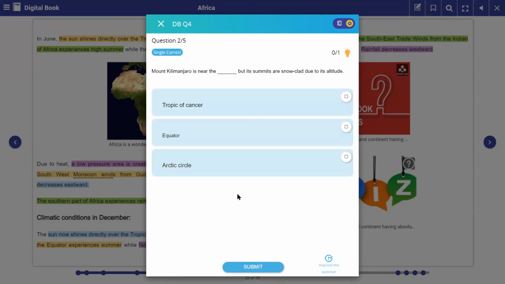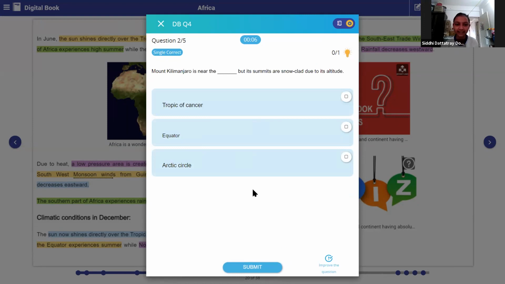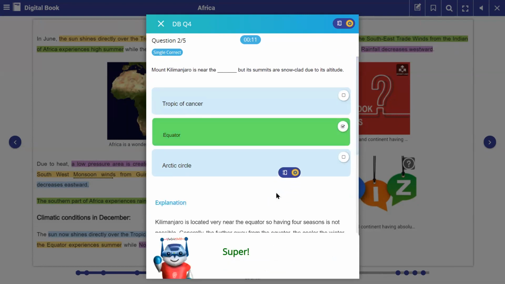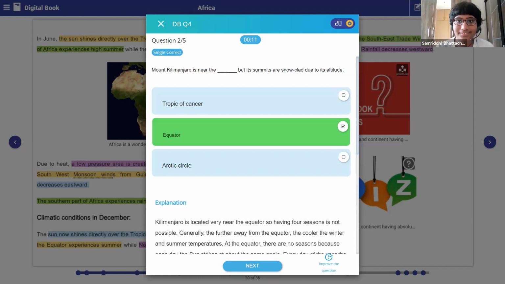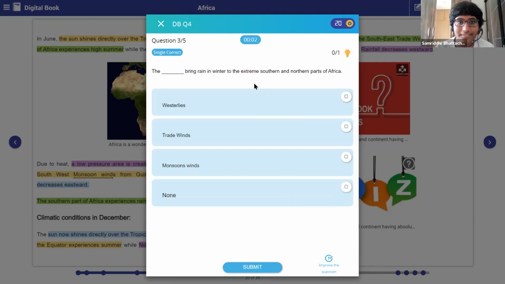Next: Mount Kilimanjaro is near the dash, but its summit is flat due to its altitude. Equator. Come on, quickly. Very good. You all have earned 20 euros. Excellent. The dash bring rain in winter to the extreme southern and northern parts of Africa.